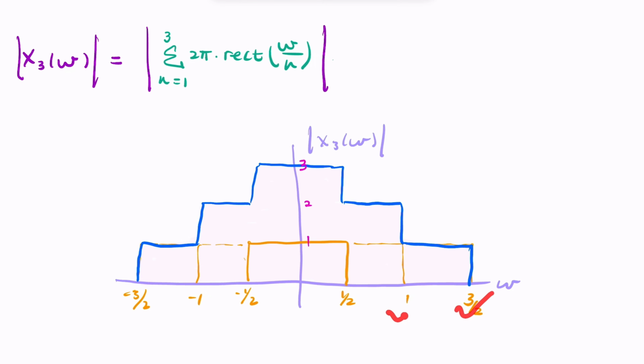So that's how you would add these sinc functions together in the time domain. You stack the rectangular functions on top of each other. And you notice that the width of each rectangular function is increasing as the denominator increases. So that's how I would sketch the magnitude of the Fourier transform for x3.